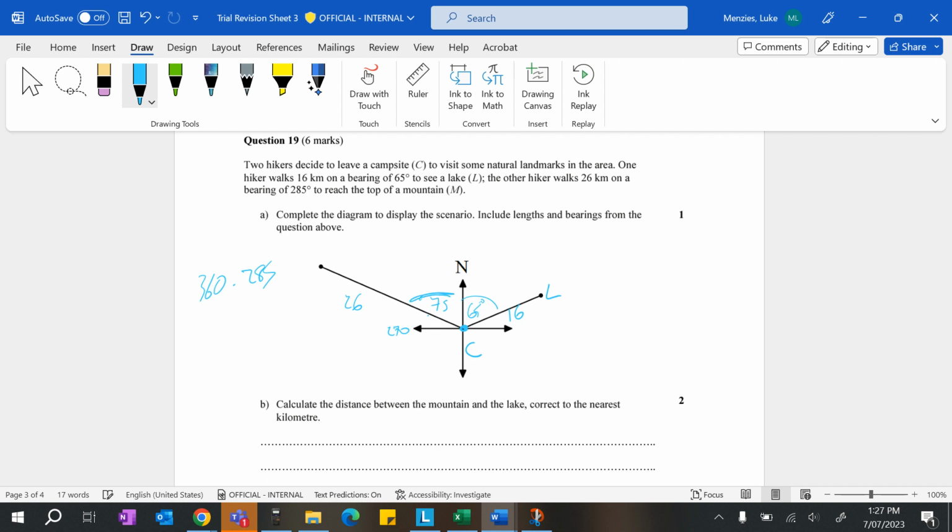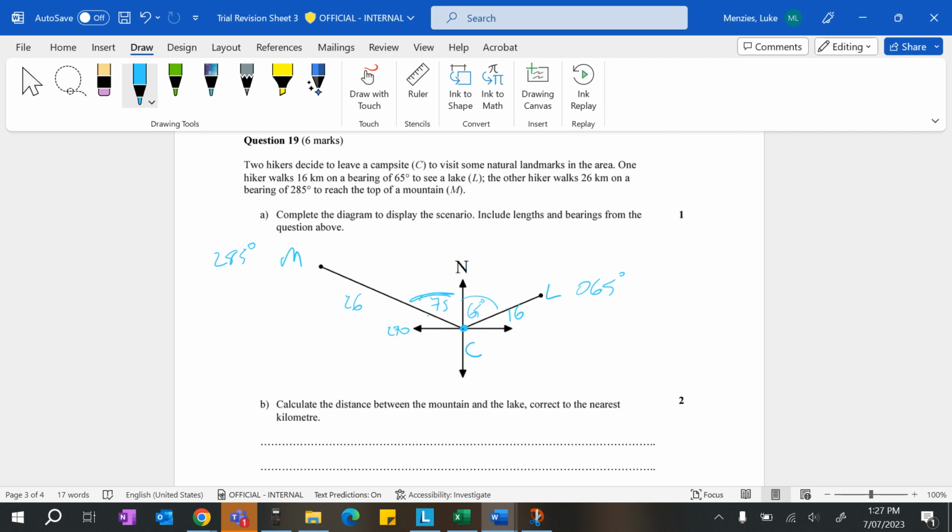I'm going backwards, but I can see they're going to say draw this sort of triangle. Have I completed the diagram, including lengths and bearings? I have included the bearings. So I would put that as M, and I'd put 285 out there, and I'd also put 065 there as well to make sure I've completed it. That should be 1 mark.